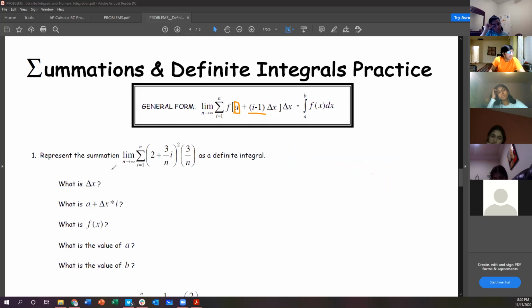Okay, so let's think about this. Delta x here is just 3 over n. What is a plus delta x times i? That would be this portion right here. That's the 2 plus 3 over n i. What is f of x? F of x would then be what?